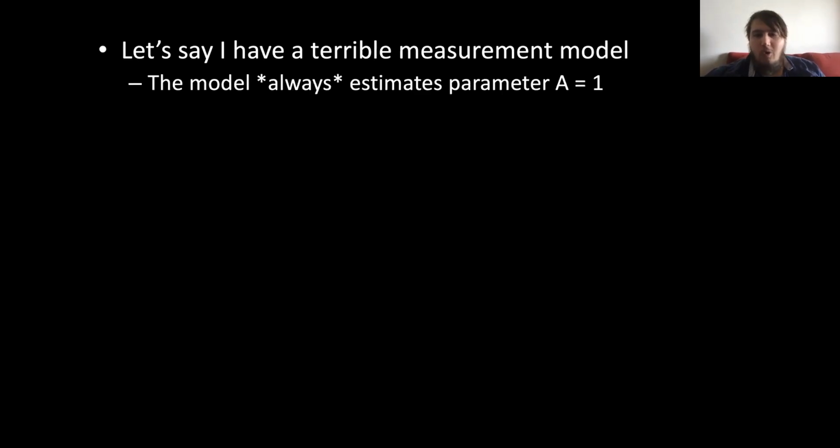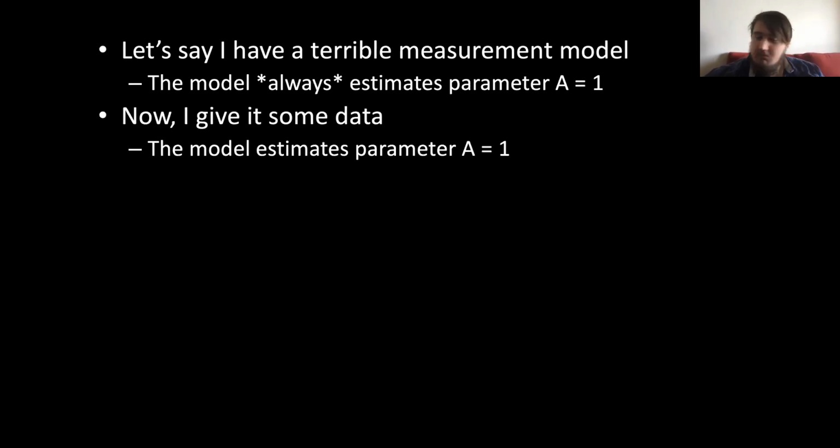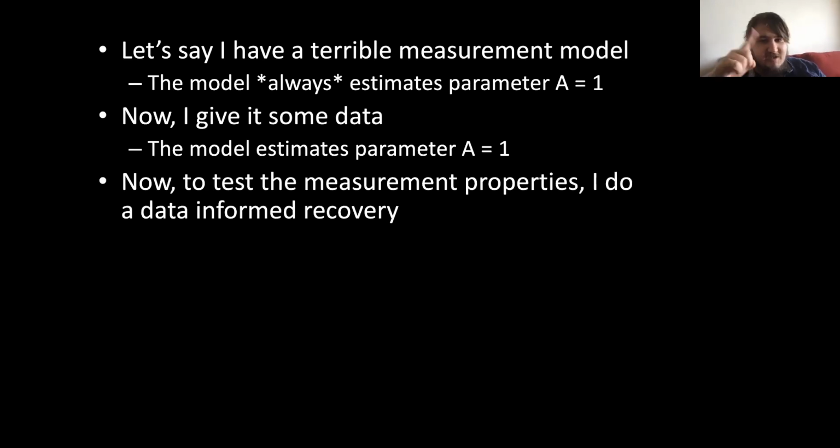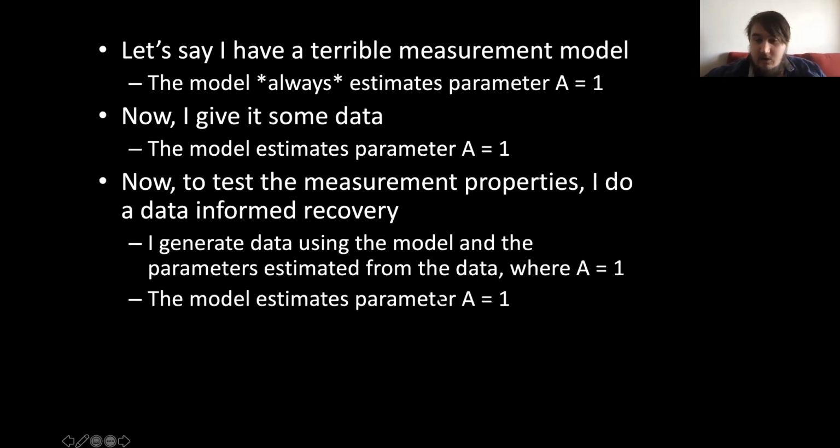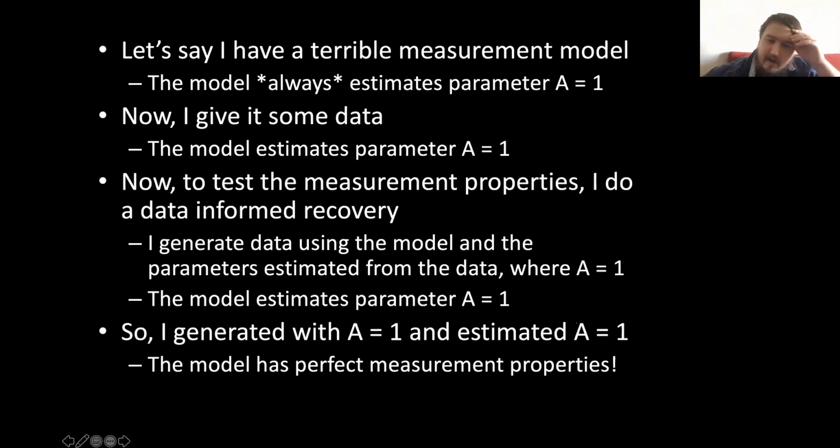Let's say I have a terrible measurement model. The model always estimates parameter A equals 1. Now I give it some data. The model estimates parameter equals 1. How shocking. Now to test the measurement properties of the model, I do a data-informed recovery. I generate data using the model and the parameters estimated from the data, where A is equal to 1, as it always estimates 1. Then when I estimate the model on this data I generated, it estimates the parameter equals 1. So I generated with 1 and I estimated 1, therefore the model has perfect measurement properties.